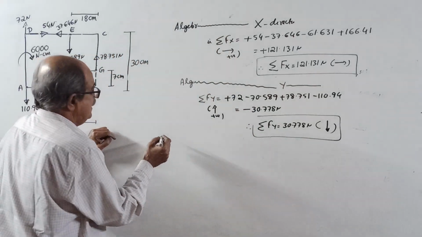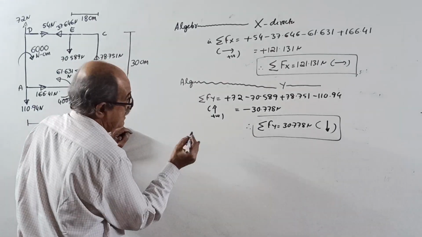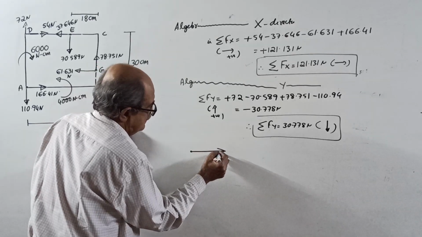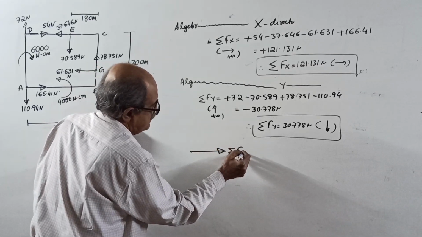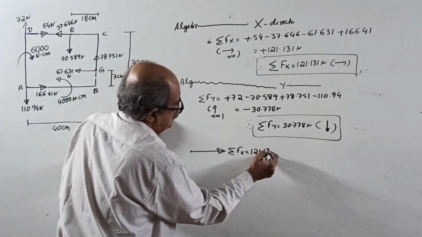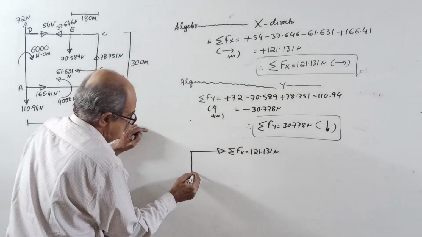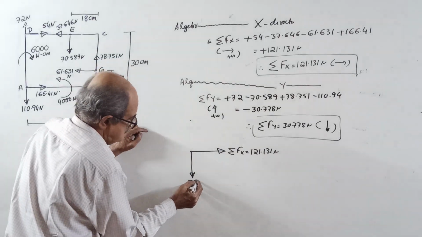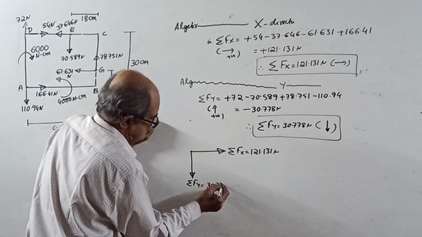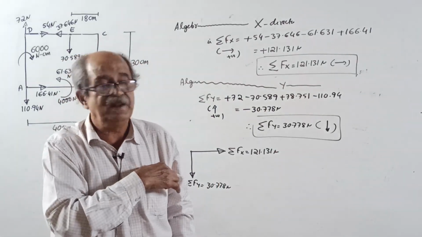Now, see, any point you mark here. I'll mark here. Sigma Fx came right side, equal to 121.131 Newton. Sigma Fy you got downward, equal to 30.778 Newton. Now, what all I told last time, go through it.